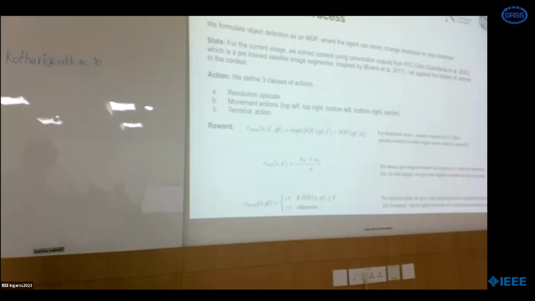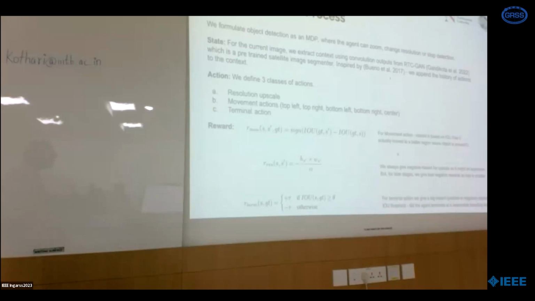The reward is based on the intersection over union. For instance, when you zoom into a region where the object is present, the intersection over union of the current state would be much larger than the previous state. Therefore, positive reward. And if it's not the case, then the agent would receive a negative reward.